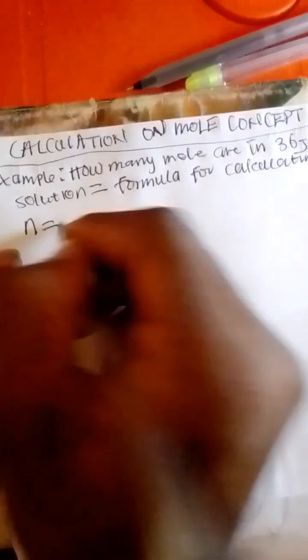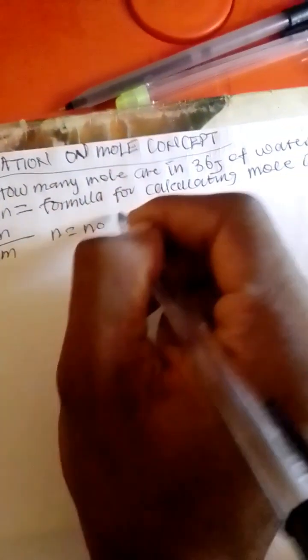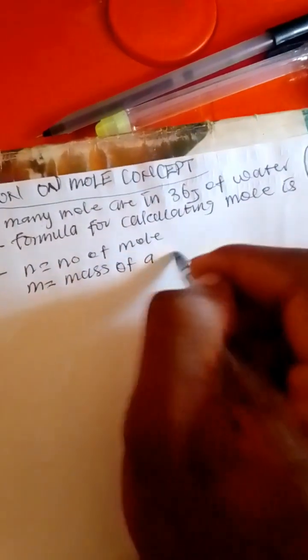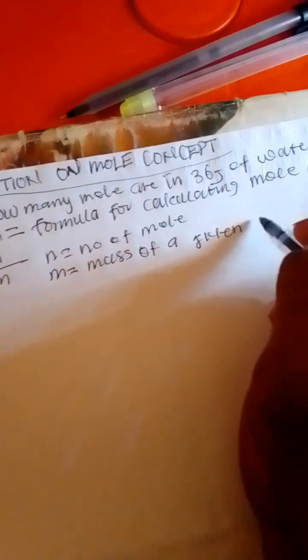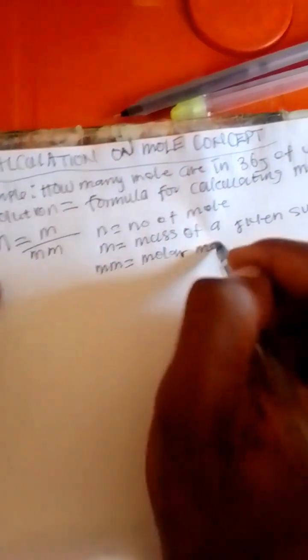So the formula for calculating moles is n = m / Mm, where n represents the number of moles, and m represents the mass of a given substance, and Mm is the molar mass.